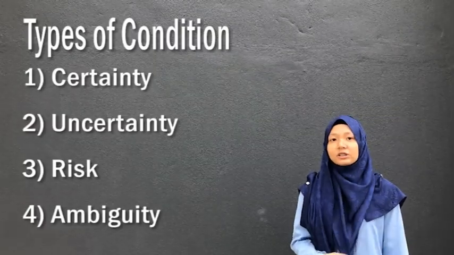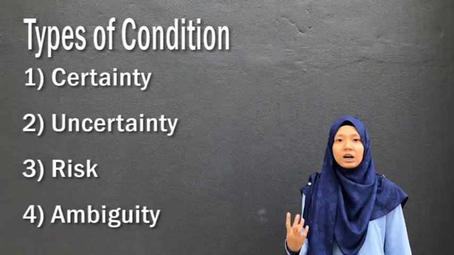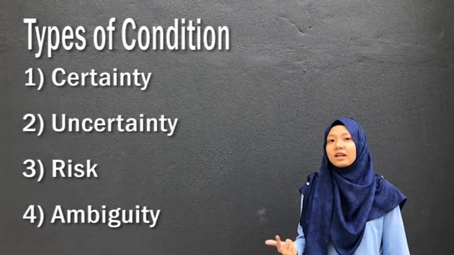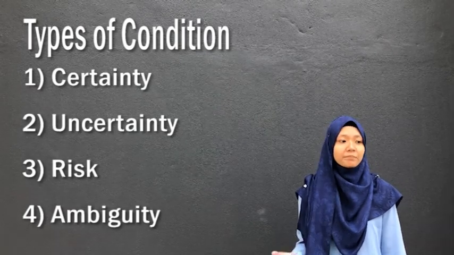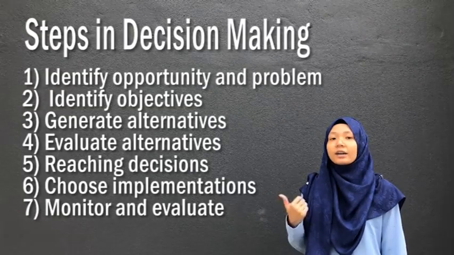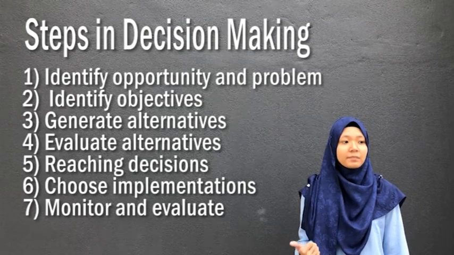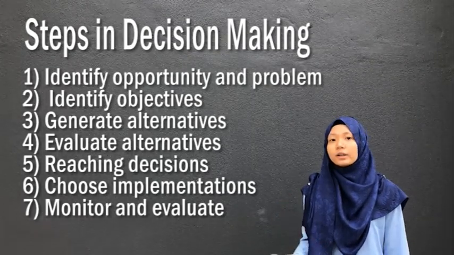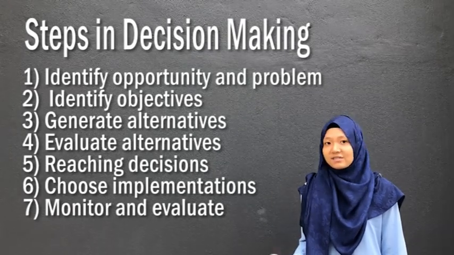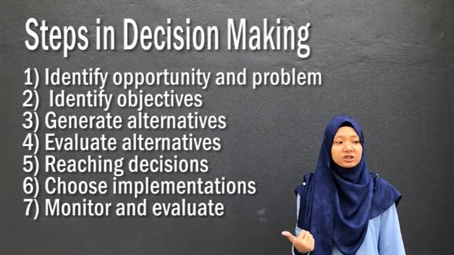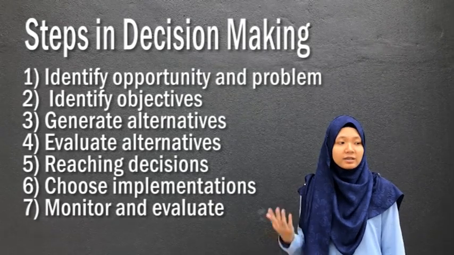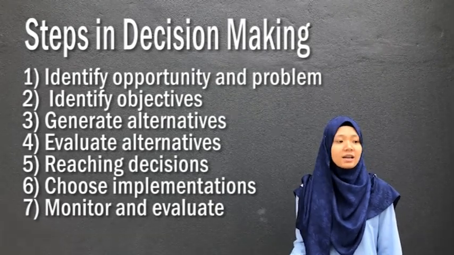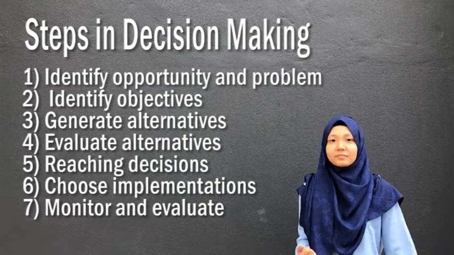The types of conditions for this topic are four, which are certainty, uncertainty, risk, and ambiguity. The steps for decision making are seven, which are identify opportunity and problem, identify objective, generate alternatives, evaluate alternatives, reach a decision, choose implementation strategies, and the last one is monitoring and evaluating feedback.